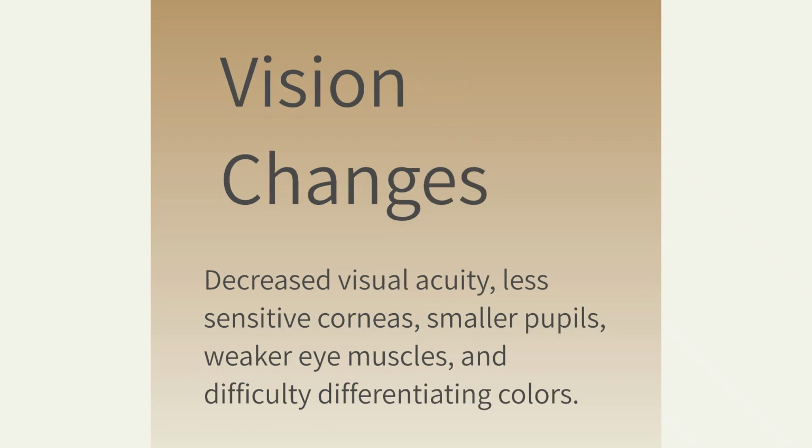Vision changes. There's that presbyopia, which is that decreased visual acuity. Corneas are less sensitive, pupils get smaller, the eye muscles weaken, and they have more difficulty differentiating colors. These are all normal parts of aging.